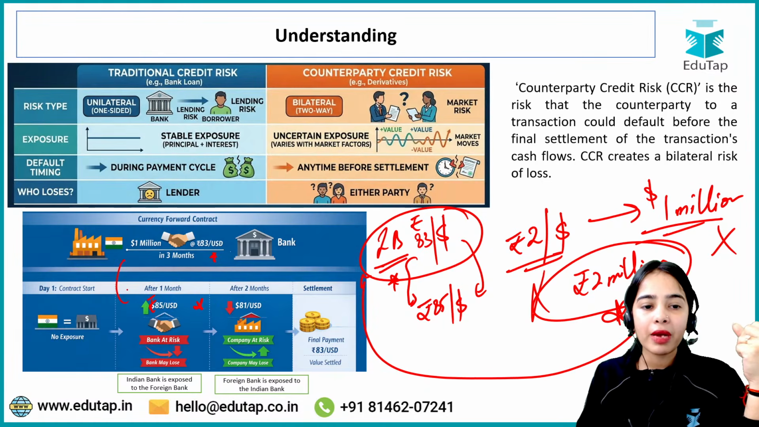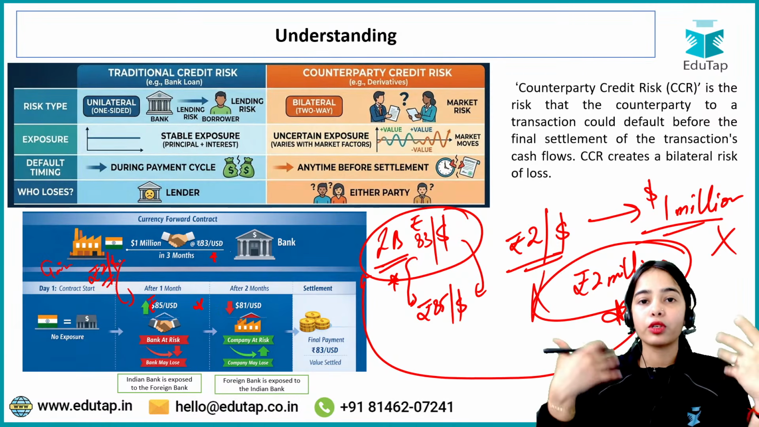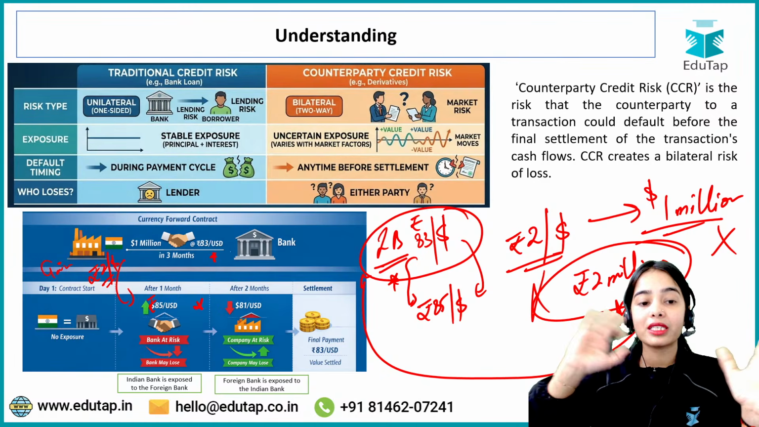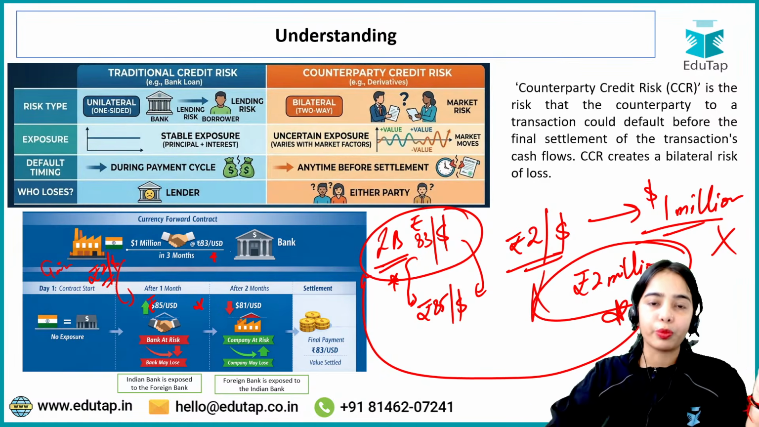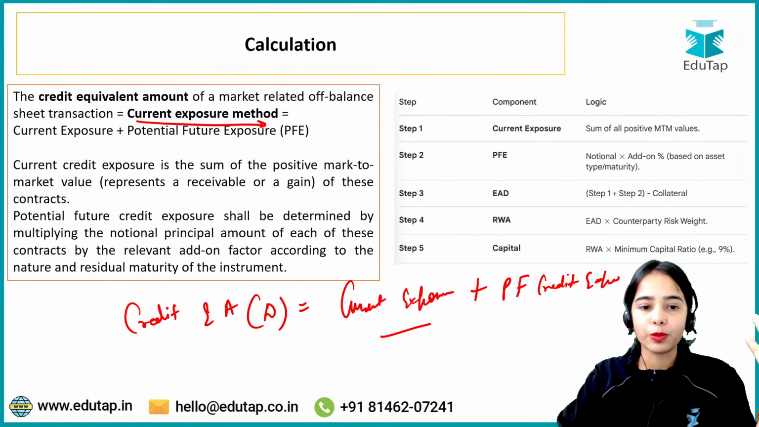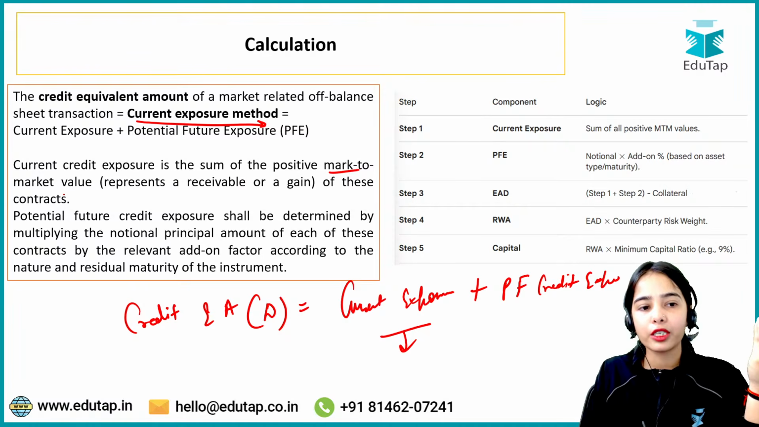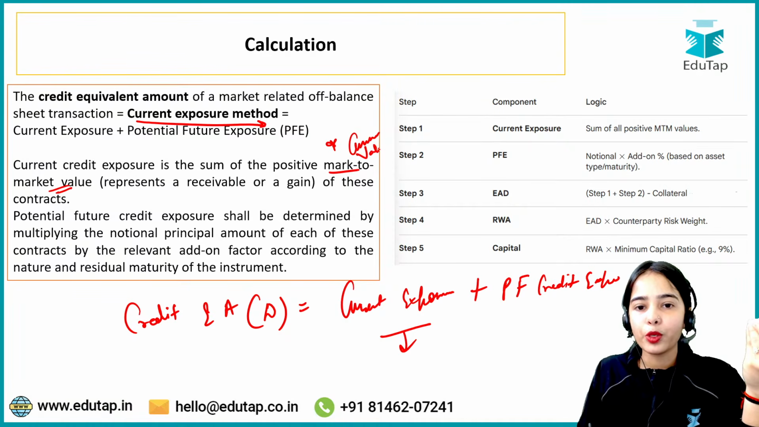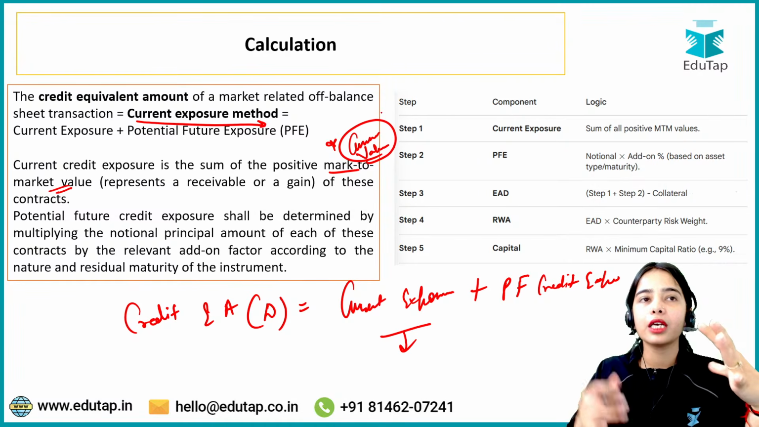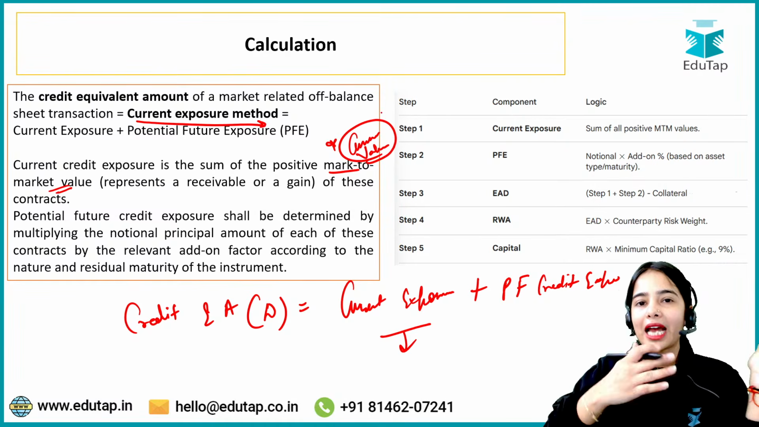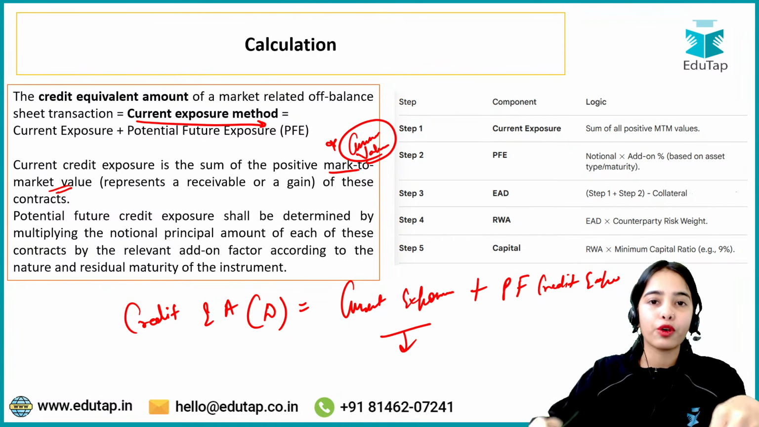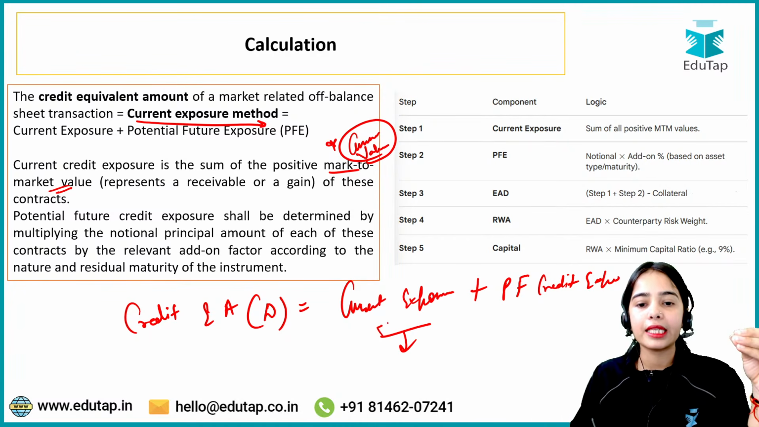Okay, so the Indian bank is making a gain of 2 rupees per dollar, because it does not have to give the extra 2 rupees per dollar. So it is basically making 2 million rupees. Okay. So this is the exposure. So what is the current exposure? That is dependent upon the mark to market value. Mark to market value means the current value of the contract. It does not matter what was the price at which you signed. What is the current value of the contract? On the basis of that, you can see the current exposure.